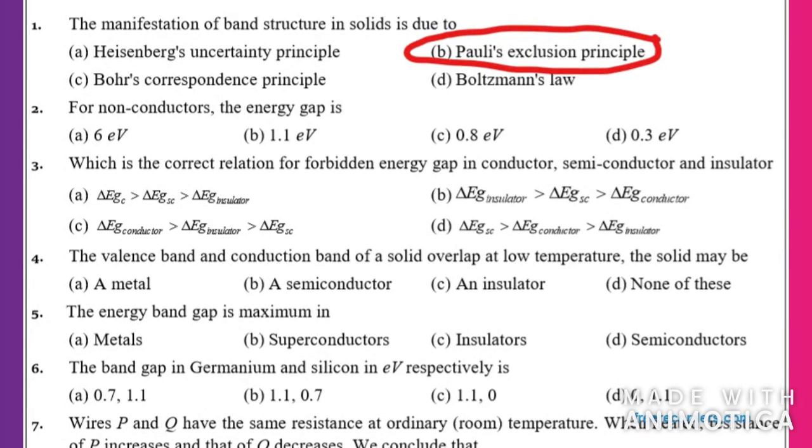Hello all, today I will be covering some semiconductors questions based on the last topic we did. So let's start with it.